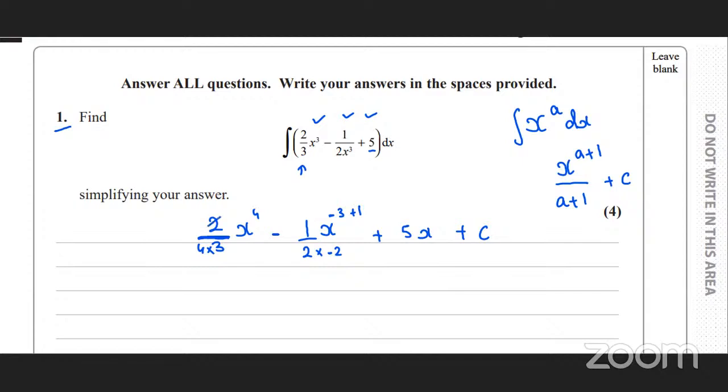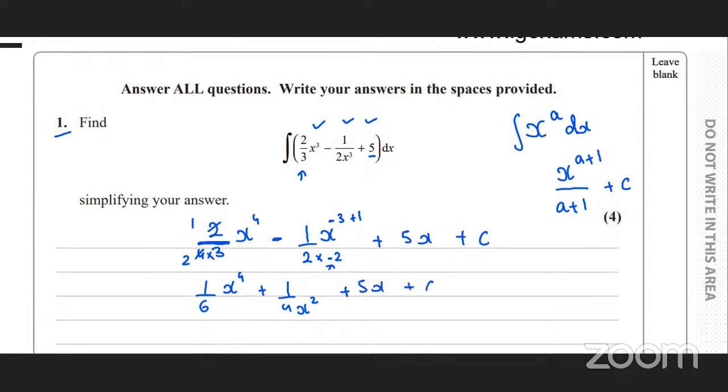I can write it down by cancelling it first. So I will get 1 by 2 into 3 is 6, x to the 4, minus into this minus will make it plus 1 by 4. This is x to the minus 2, so I can write it as x square, plus 5x plus c. Okay, so this was a 4-mark question and this is how we do integration of simple x questions. Okay, now let's talk about the next question.